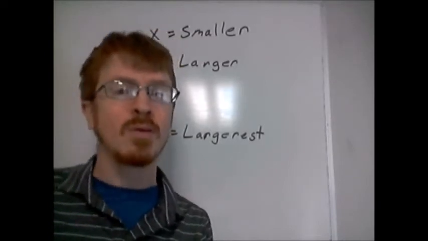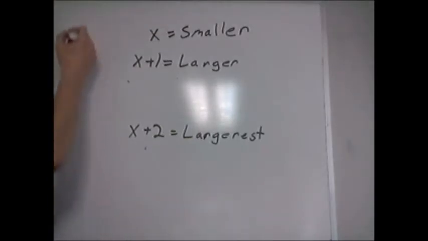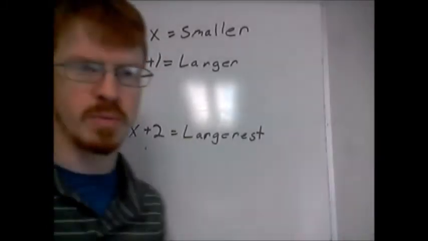It's the same way if you're looking for 3 consecutive even numbers or odd numbers. You simply do x, and then your next one is x plus 2, and then the next one would be x plus 4, is how you would figure that out.